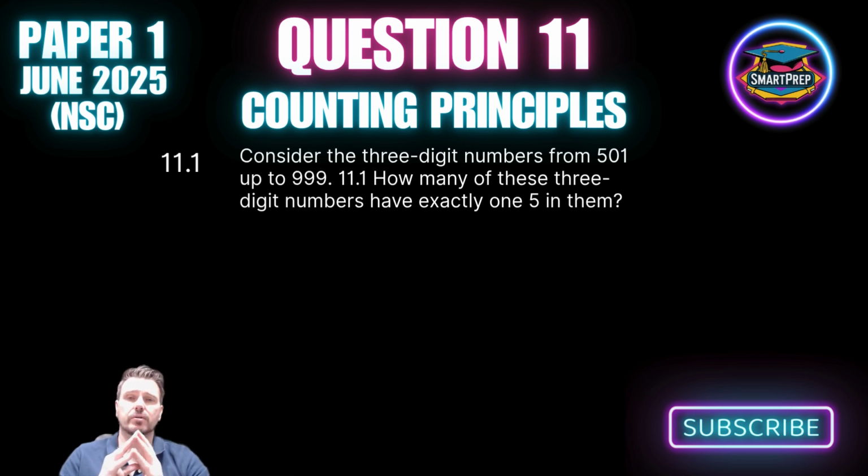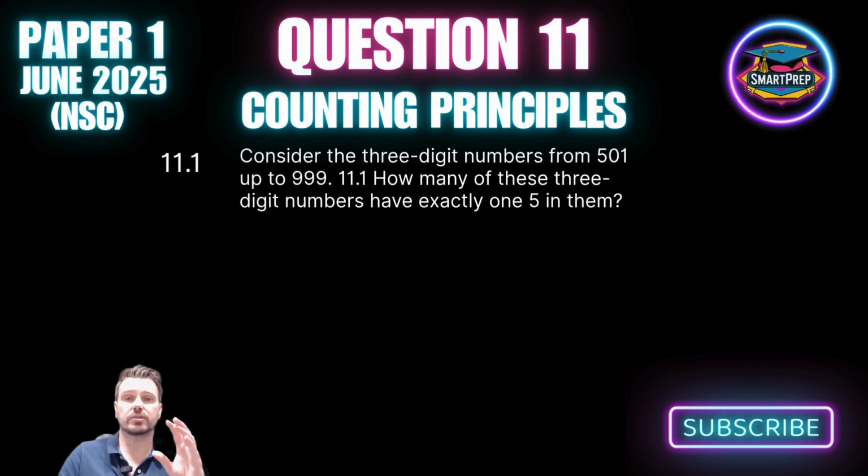And we are doing question 11, which is the last question, and that is counting principles. Consider the 3-digit numbers from 501 up to 999. How many of these 3-digit numbers have exactly 1 5 in them?